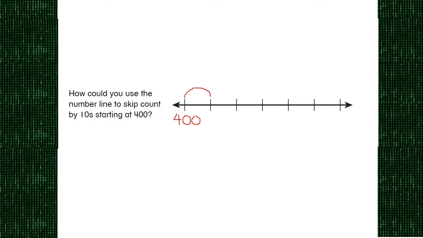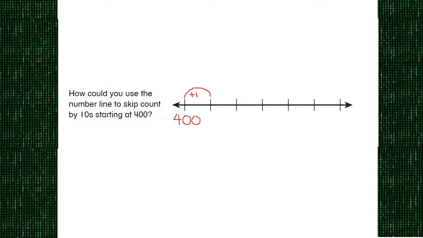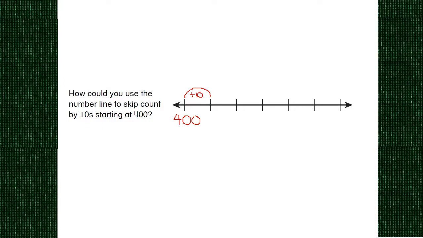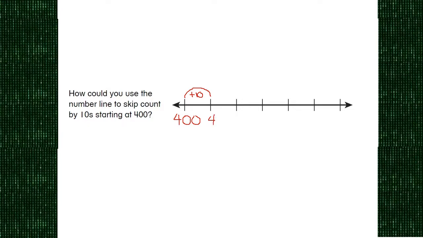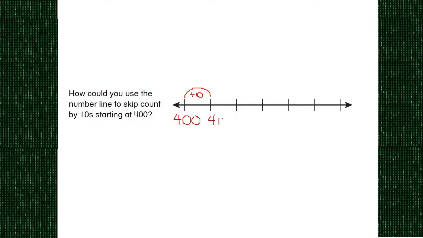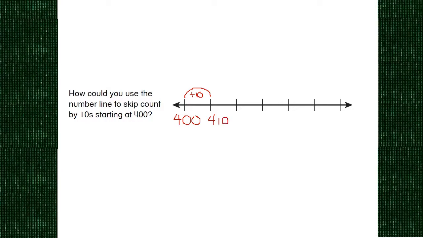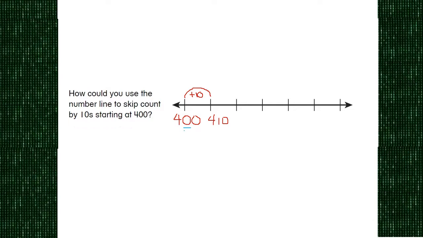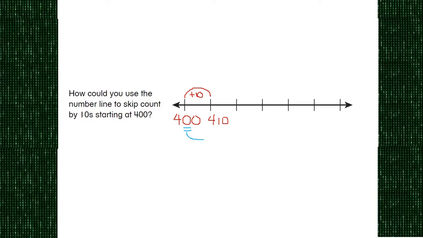Well, we could think about the good old open number line. Remember that? When we used to draw arcs and put plus 10s in there. So if we did 400 plus 10, we would be at 410. That's one way of doing it. Another way we could do it would be to do something like this. Since we're counting by tens, it's the tens number that we want to increase.